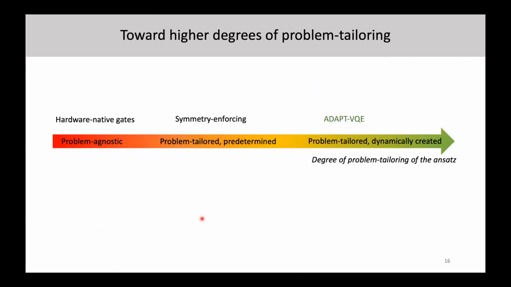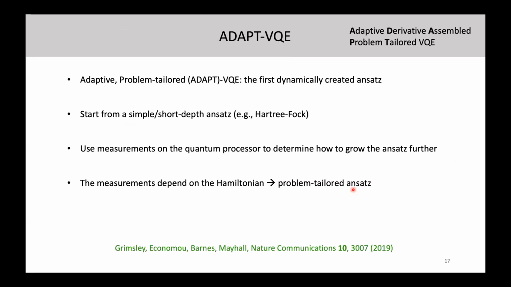Okay, so that's all I'm going to say about symmetry preserving circuits. Next, I want to move towards a higher degree of problem tailoring, and this brings us into these adaptive algorithms known as ADAPT-VQE. So ADAPT stands for Adaptive Problem Tailored Variational Quantum Eigensolver. This is the first dynamically created ansatz that we're aware of. Basically, the problem Hamiltonian dictates how this ansatz is constructed.